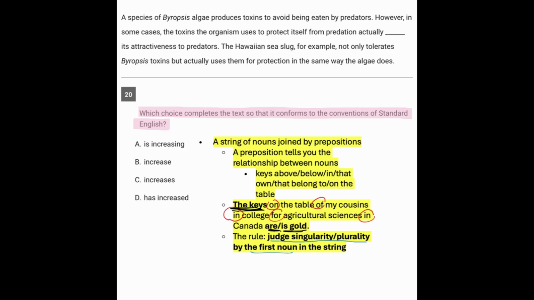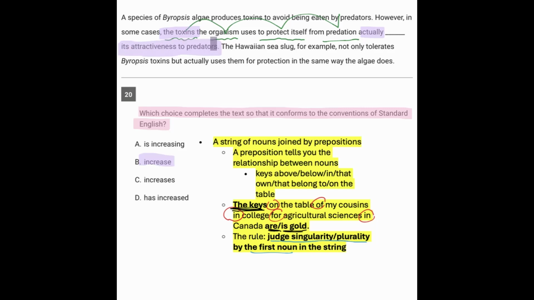So let's look back here at the question itself. The toxins, what kinds of toxins? The toxins that the organism uses to do what? To protect itself. So we're getting the toxins that the organism uses to protect itself from predation. So we have a nice string of items going together. But if you judge singularity and plurality by the first noun in the string, it basically says the toxins actually increase its attractiveness to predators.